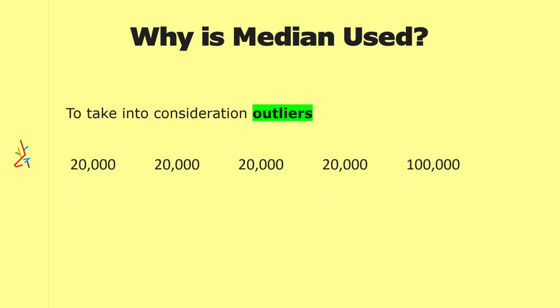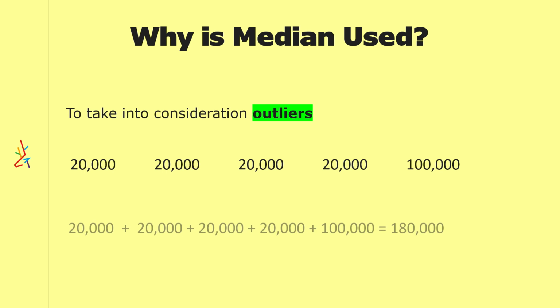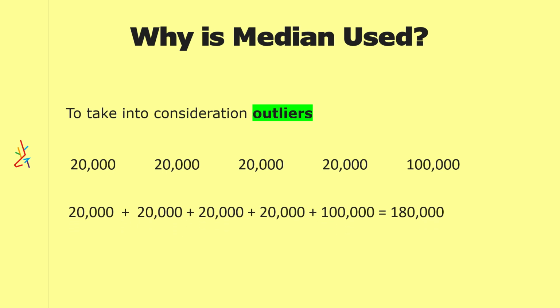So let's say you've got 5 people at work. 4 of them are on £20,000 each, and 1 of them is on £100,000. You do the mean, add them all together, that equals 180,000, and then 180,000 divided by 5 equals 36,000.